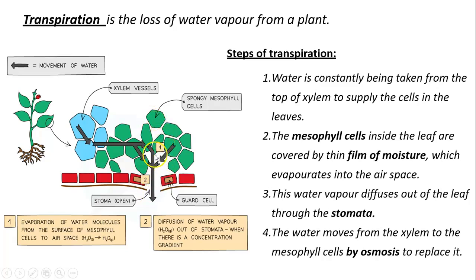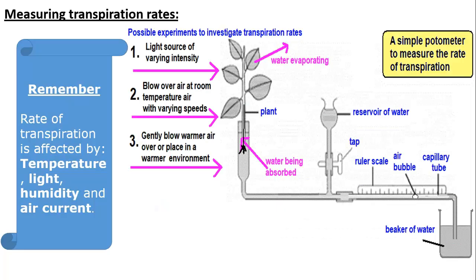And when it evaporates, when it turns to water vapor, it leaves the leaf through the stomata. And this is what we call the transpiration. This is an experiment to see the rate of transpiration. I will put the experiment's link for you in the description.